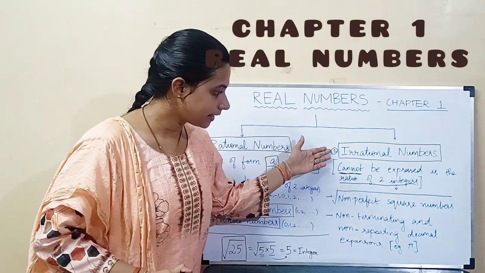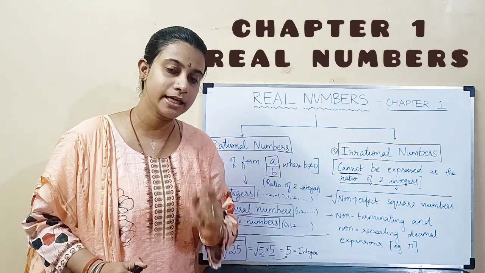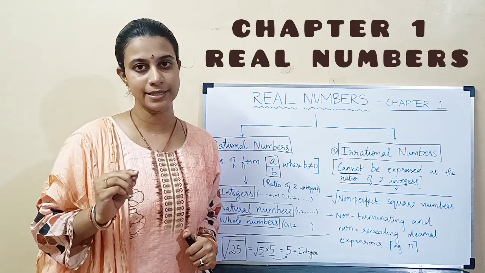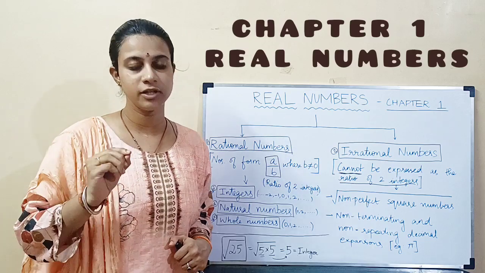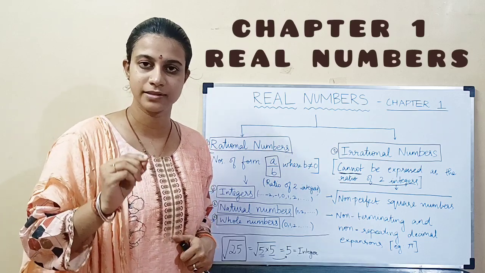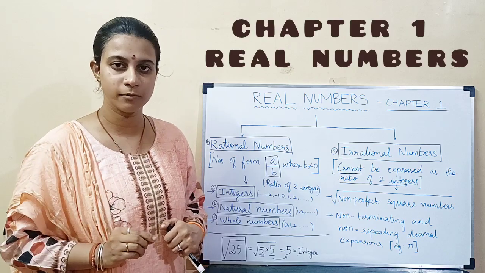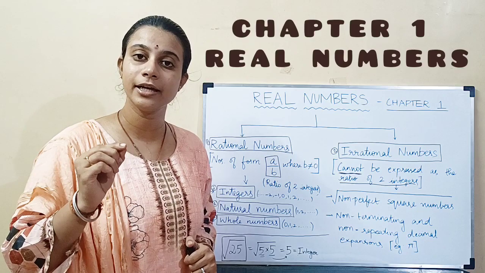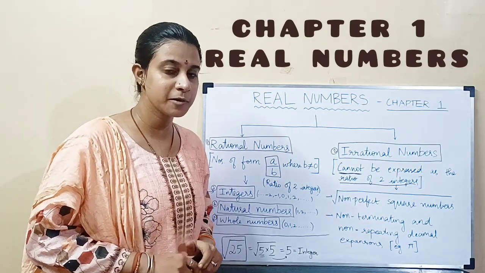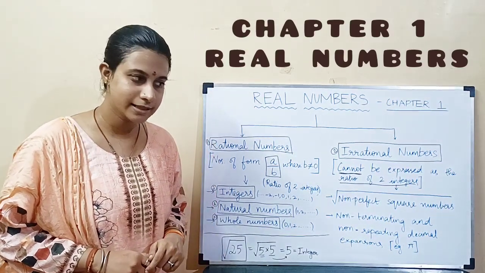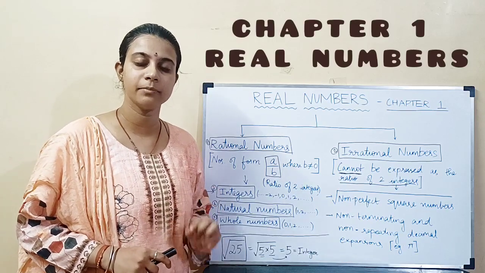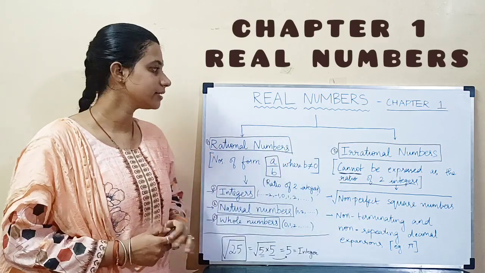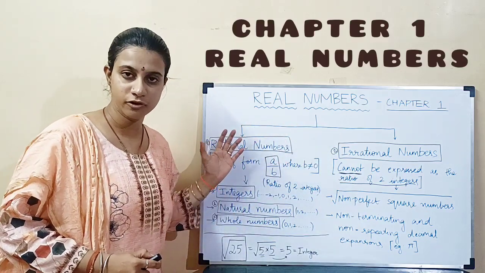We can also say that irrational numbers comprise non-terminating and non-repeating decimal expansions. The most common example is the value of pi, which we use in the mensuration formulas, that is surface area and volume formulas. Pi can be approximated as 22 by 7. Though simply we represent pi as 3.14, the value of pi is non-terminating and non-repeating, so it comes under irrational. This is all about the introduction to real numbers.